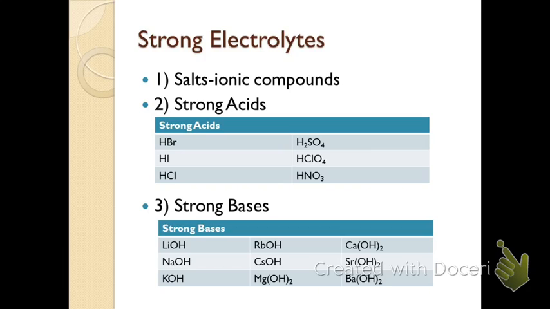So you need to know what categorizes them as strong, weak, or non-electrolytes. You have to be able to look at a compound and go, oh, that's a strong electrolyte, or ooh, that's a weak electrolyte. There are 3 classes that fall into the strong electrolyte category. All salts or ionic compounds are classified as strong electrolytes.